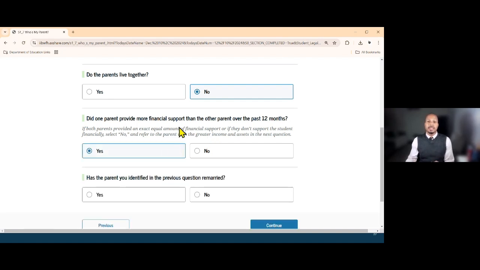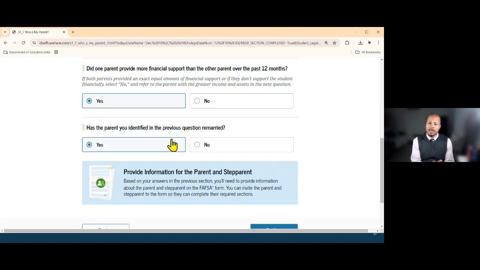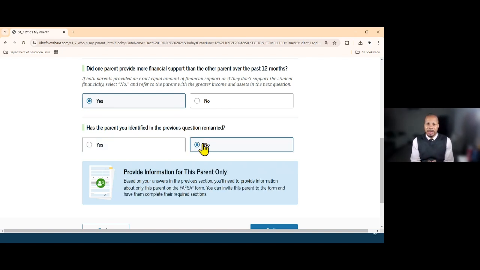So in the case that a student answers yes, then we're going to ask the question of, did that particular parent remarry? The parent that is providing more financial support, if they indicate yes, then we're going to need information from the parent and step parent, okay? Not the other parent. However, let's say, for example, if they have not remarried, then we just need information from that parent. So a good rule of thumb is, if the parent that's providing more financial support than the other has remarried, we will need information from the step parent.